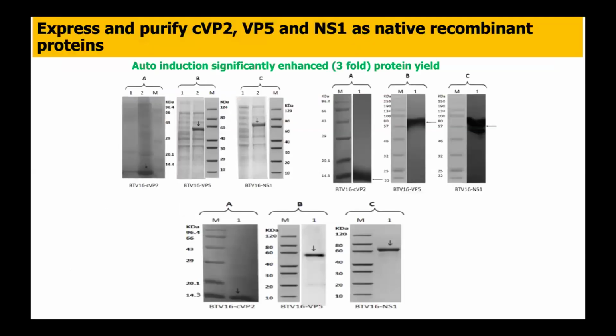And then we went ahead and cloned, expressed, and purified three different proteins, that is CVP2, VP5, and NS1 also. NS1 because it is a good T cell activator. So we have made all these three proteins of bluetongue virus into recombinant proteins.